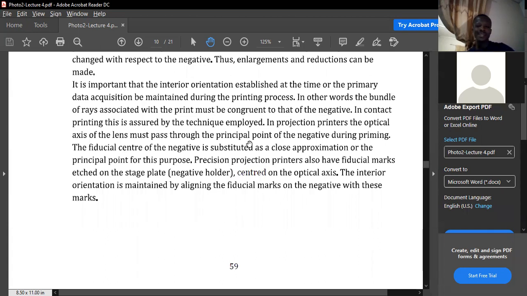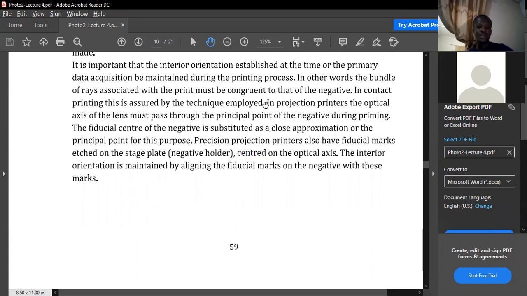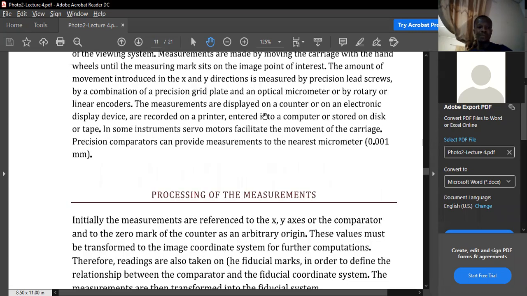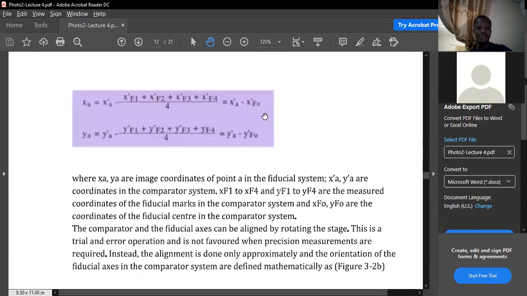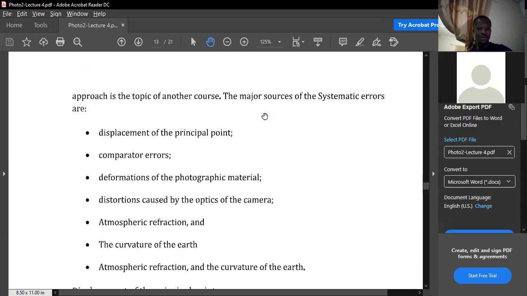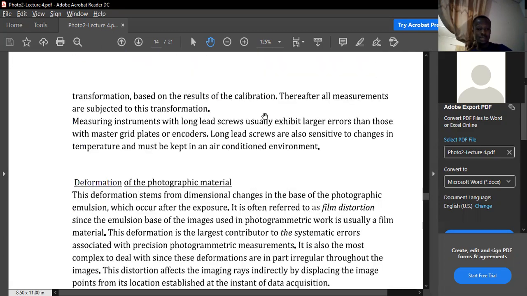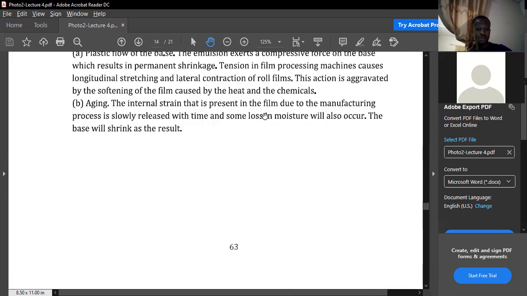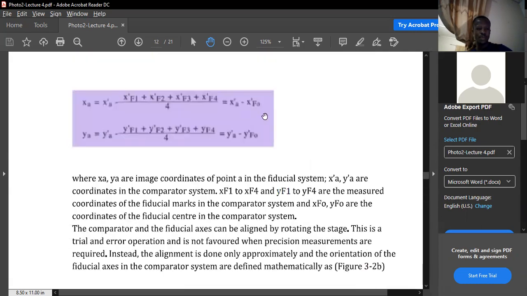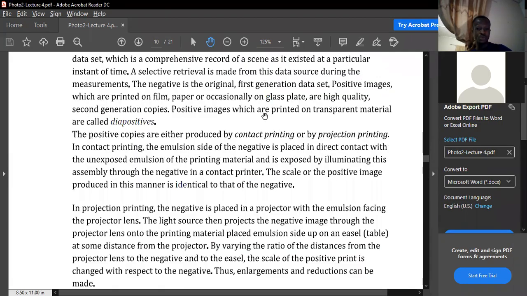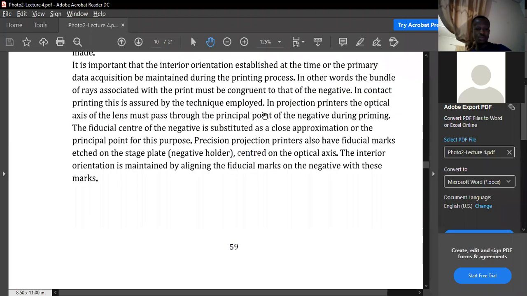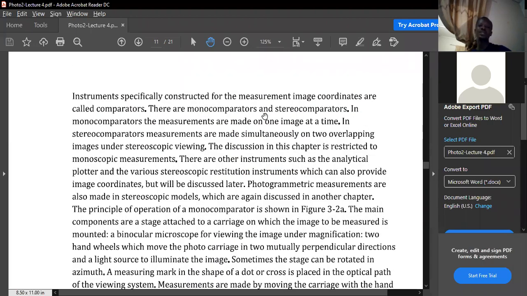All right. So the comparator, I think there's a diagram on the comparator that I have not brought here, or it's not in these notes. So I will be sending it to you so that you have it. It's actually a device that you can place your photo on and then measure coordinates of it.